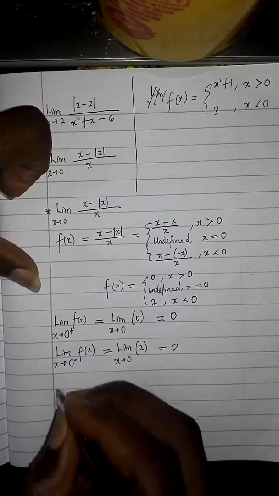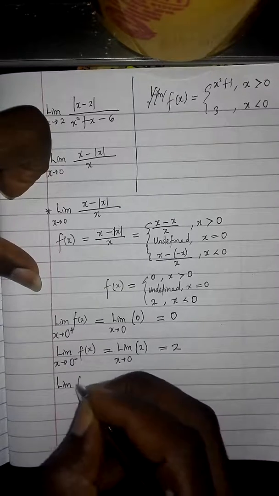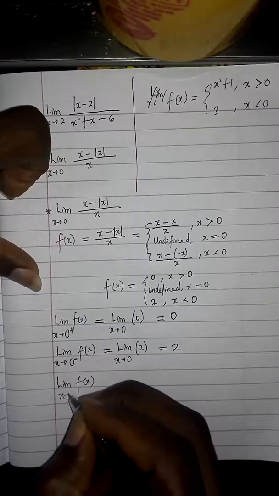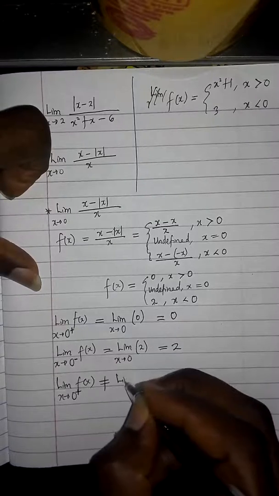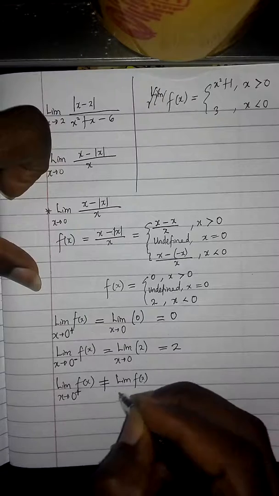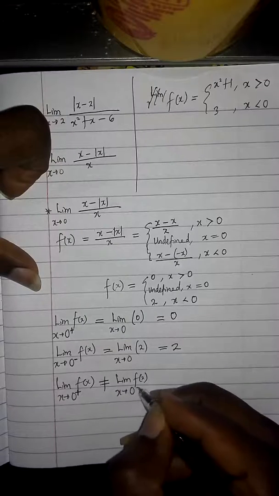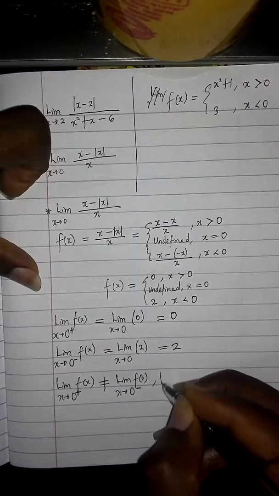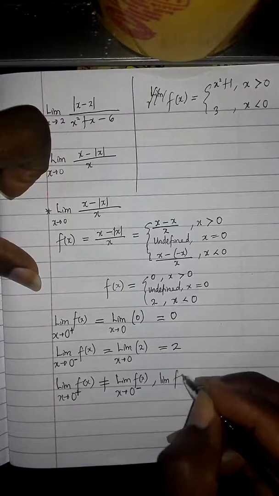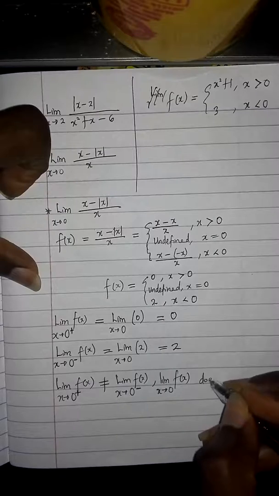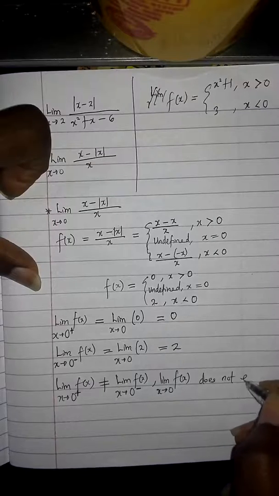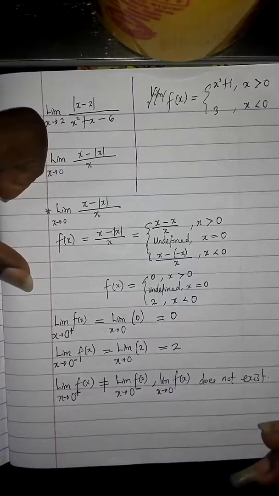So that is that. As you can see, the limit of f of x as x approaches 0 from above is not equal to the limit of f of x as x approaches 0 from below, which means the limit of f of x as x approaches 0 does not exist. Okay, so that's that about that.